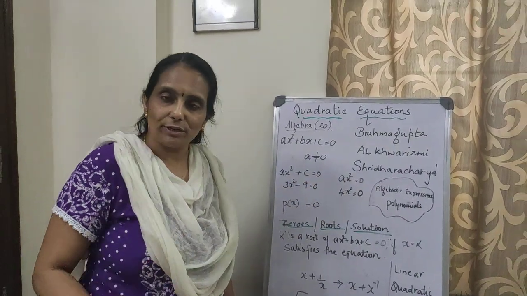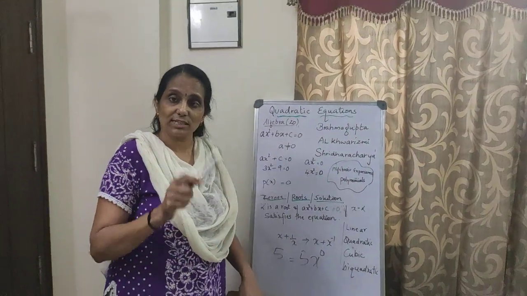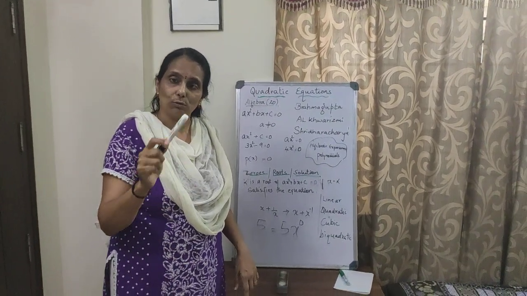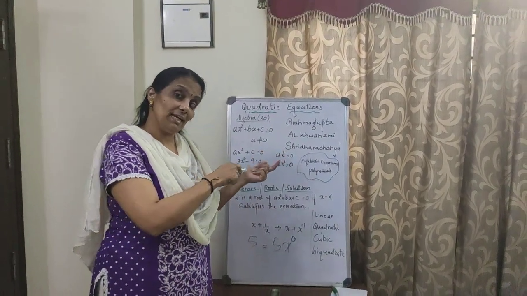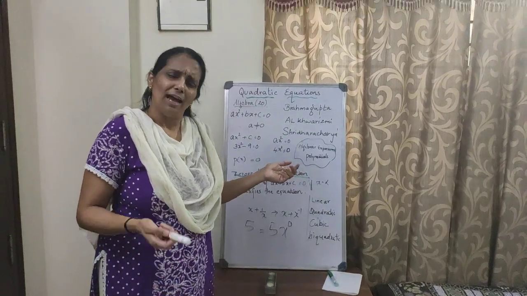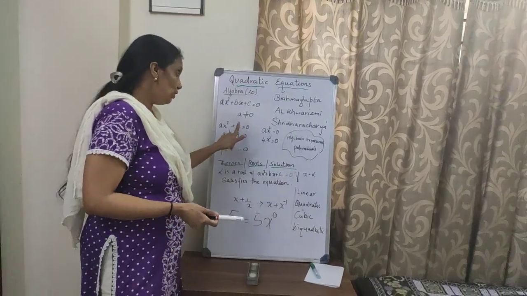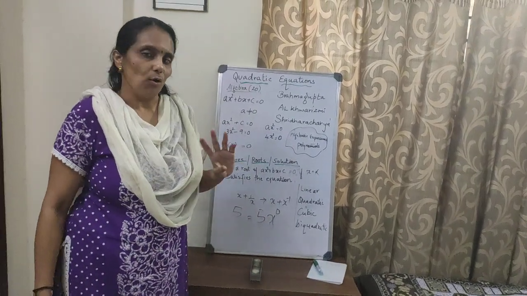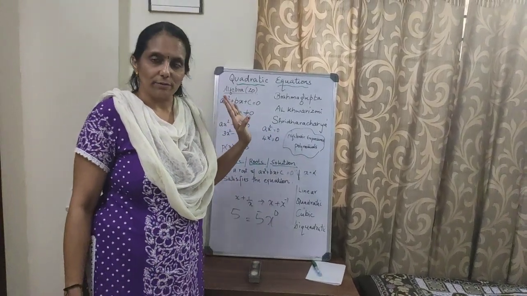So let me define. A quadratic equation is an equation of the form ax square plus bx plus c equal to 0, where a, b, c are real numbers. It can be any number, a, b and c. They are constants and real numbers. And a not equal to 0. That is how you define a quadratic equation.